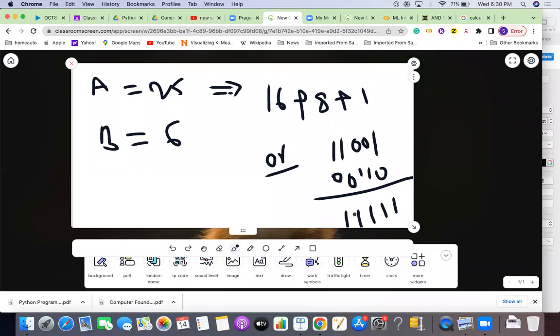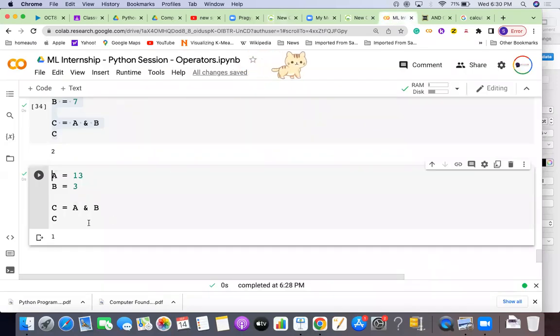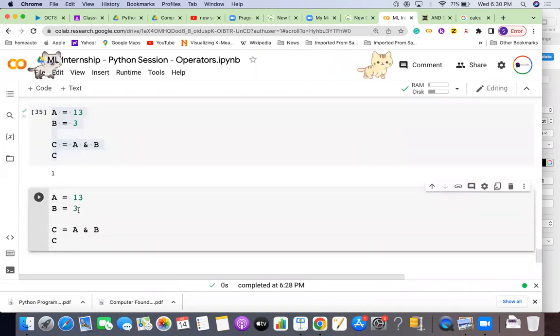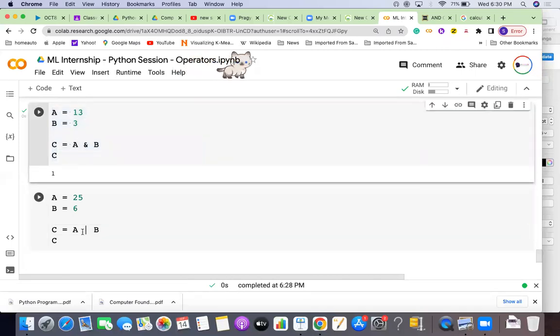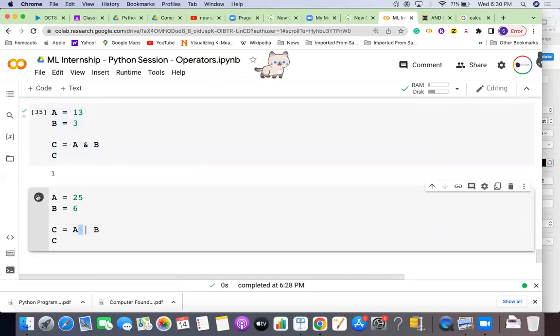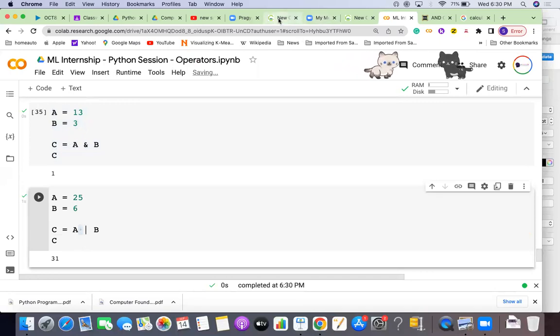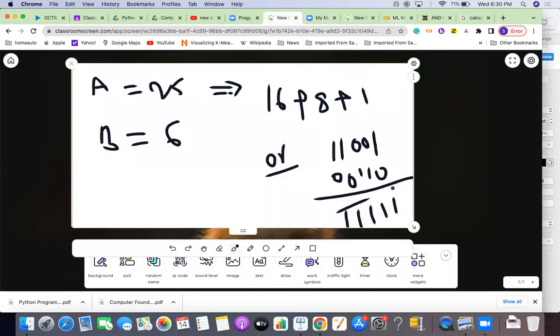So what is the number? You give me the digit number, and by that time I will write here. 25 OR 6. Bitwise OR is this mark. This is bitwise AND, this is the bitwise OR operator. So what is the value? 31. So this is 31, correct? So how should I get this 31?